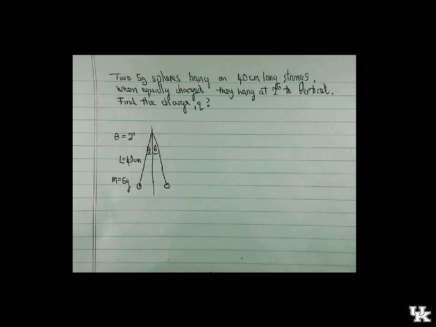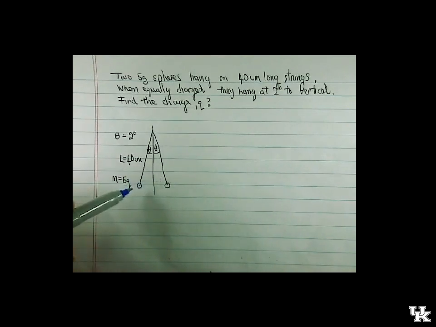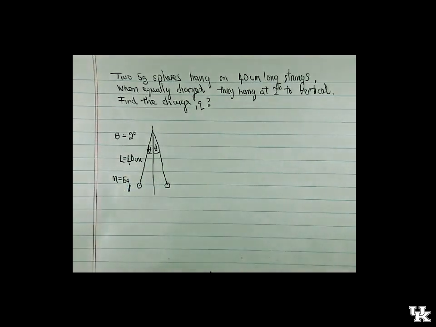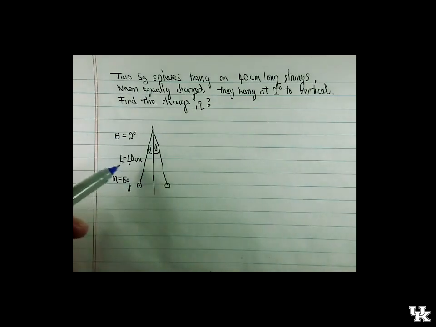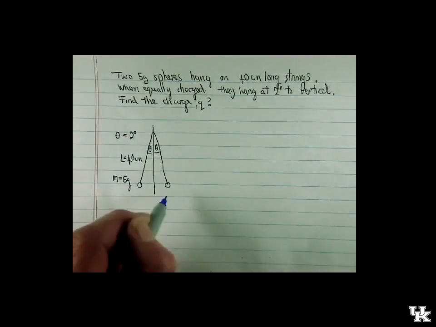So I already started it here. I've drawn the two masses hanging from the two strings on the left and right. I've indicated the quantities that I know in the problem. I know the masses of the two spheres, 5 grams on the left and right. I know the lengths of the strings, 40 centimeters. And I know the angle that the strings are hanging at, 2 degrees. But I want to add some things to it.